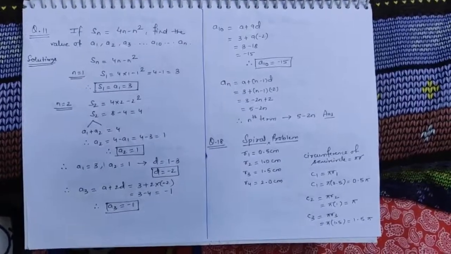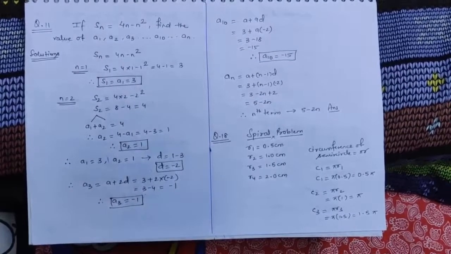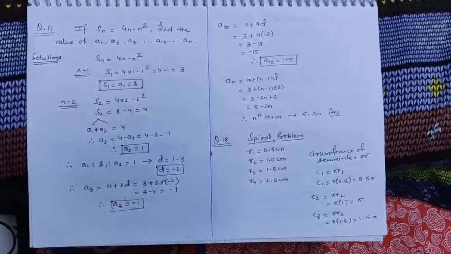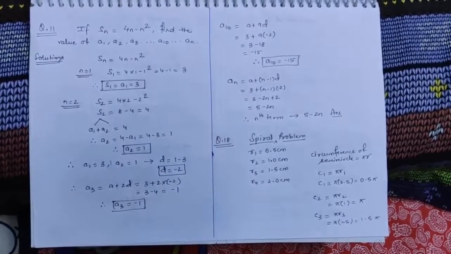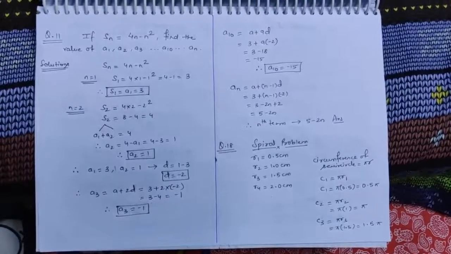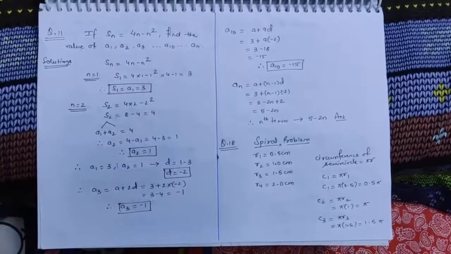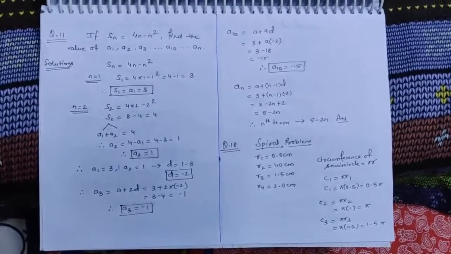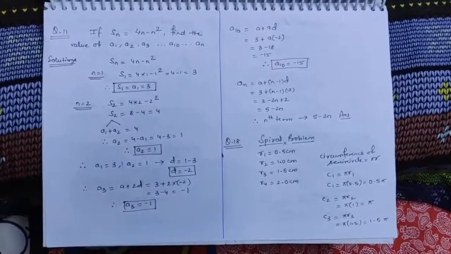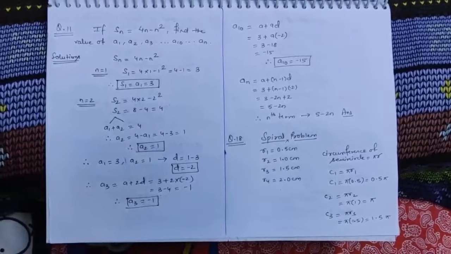An important question of this exercise, question number 18, which is also called the spiral problem. The spiral is in the shape of semicircles having radii r1, r2, r3, r4 as given. In total we have 13 semicircles. So we have calculated the circumference of each. C1 is equal to pi r1, which gives 0.5 pi. C2 is equal to pi r2, which gives pi into 1, which is pi. C3 is pi r3, so pi into 1.5, which gives 1.5 pi.